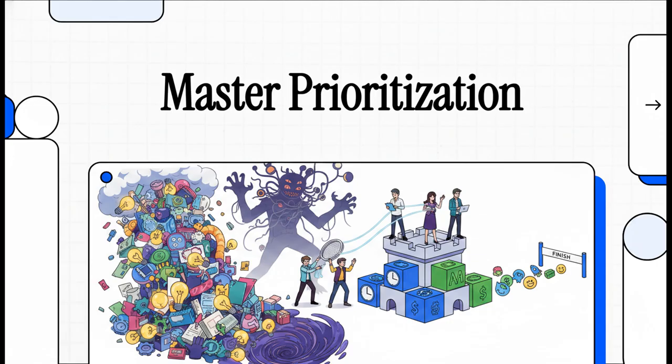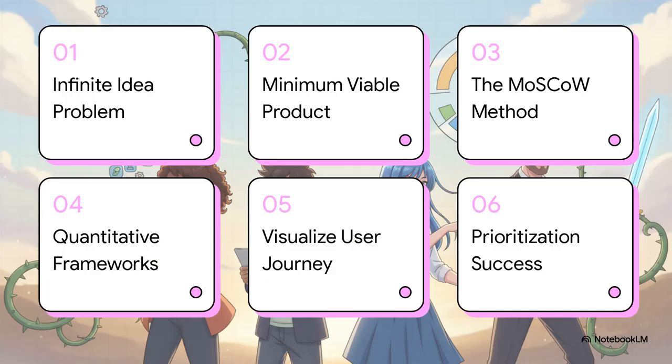Today, we're going to completely unpack the art and science of product prioritization. To help you build a real strategic tool belt, here is our game plan. We'll cover the infinite idea problem, the minimum viable product, mastering the MoSCoW method, using quantitative frameworks, visualizing the user journey, and finally, strategies for prioritization success.